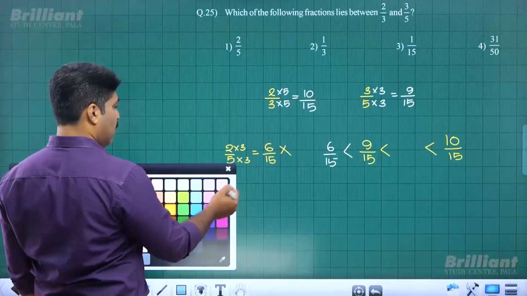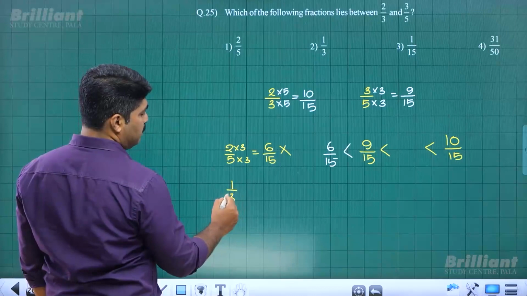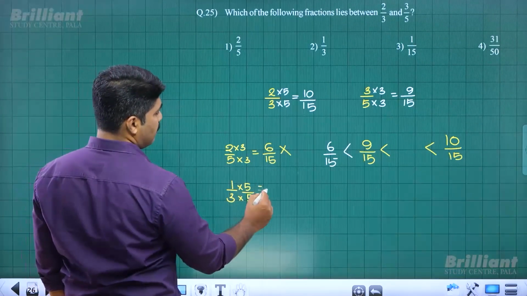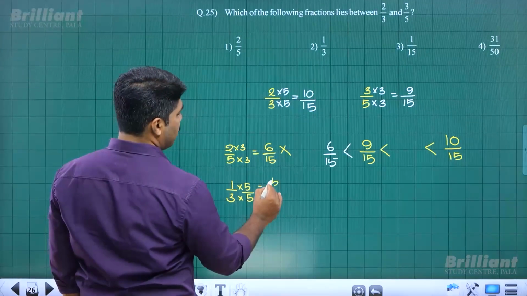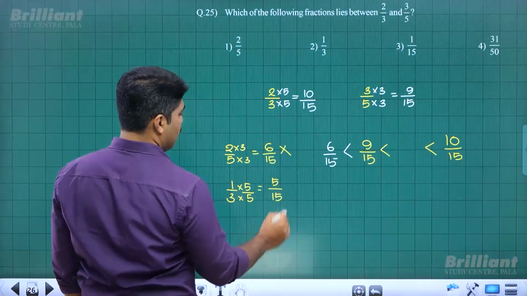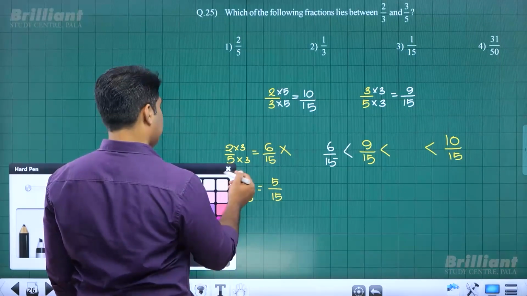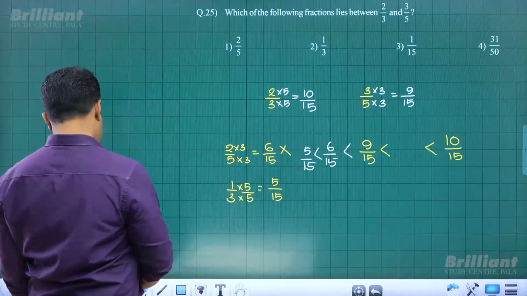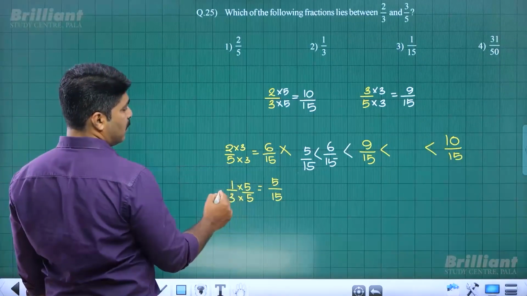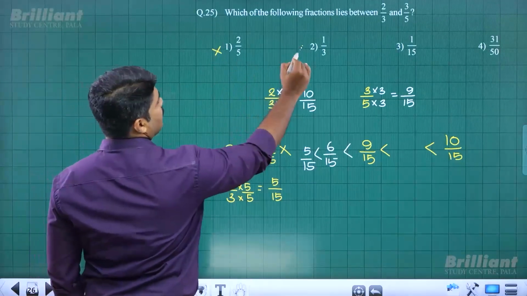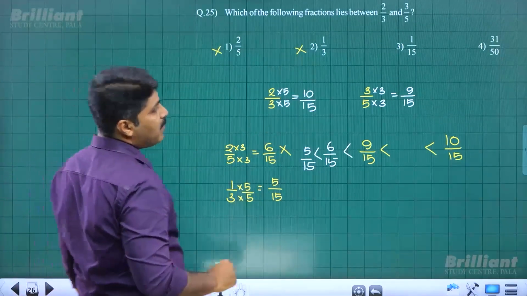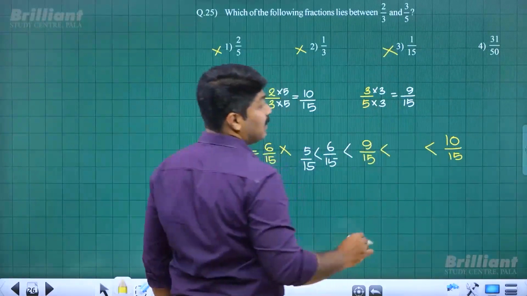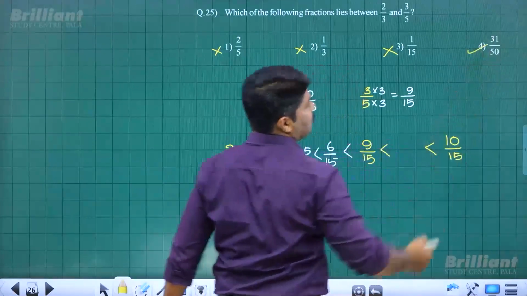Then the second option, that is 1 by 3. Multiply the numerator and denominator by 5. So this is equal to 5 by 15. So what happened? It's again behind this value, so that's again not inside that range. Therefore, that's also not the answer. Considering 1 by 15, that's again below this value, so that is also not the answer. Therefore, what we can conclude is 31 by 50 will be the answer.